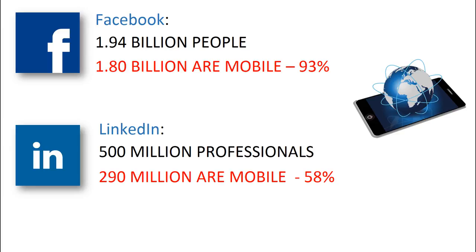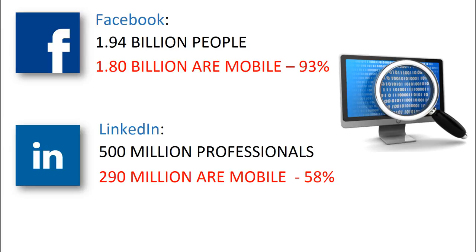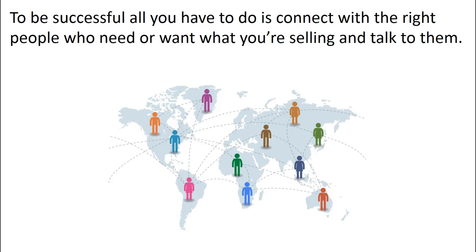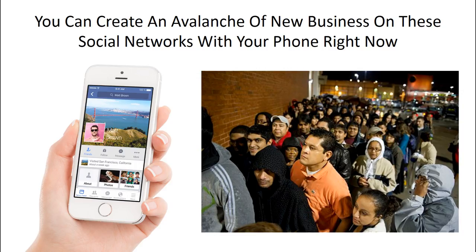And you have a simple, easy way to filter down through all of these people and pick out the people that you want to talk to. Pick out the people that you know in advance need and want what you're marketing and selling. Today, millions of people are making money on these social networks, and so can you. To be successful, all you have to do is connect with the right people who need or want what you're selling and talk to them. You can create an avalanche of new business on these social networks with your phone right now.